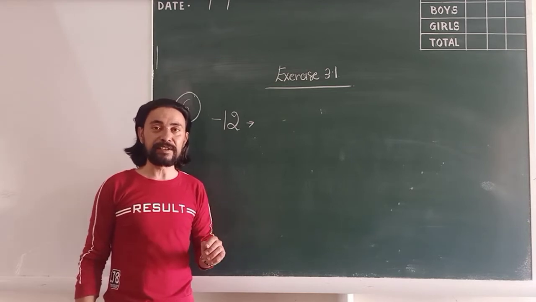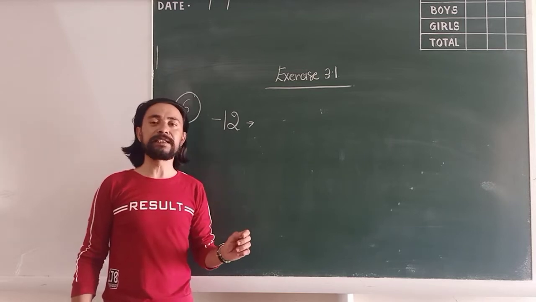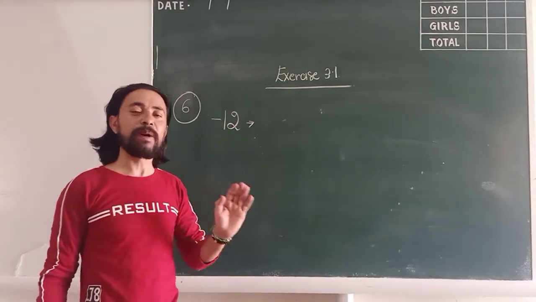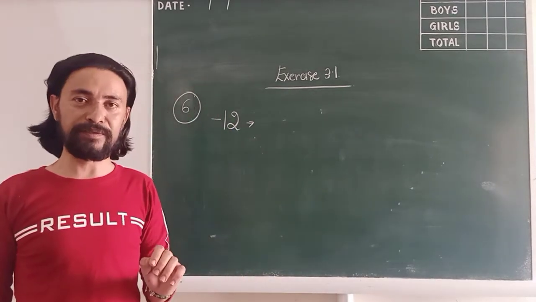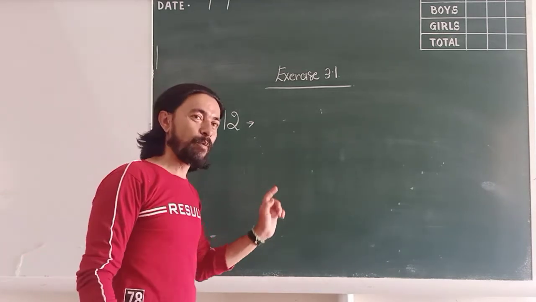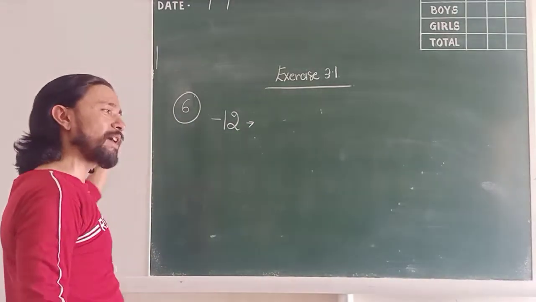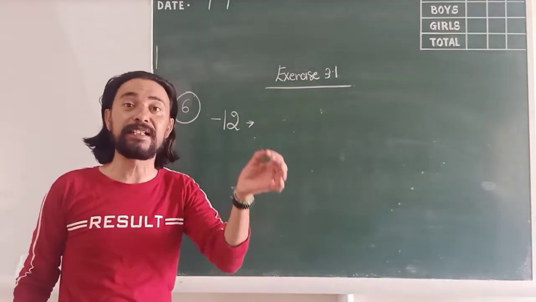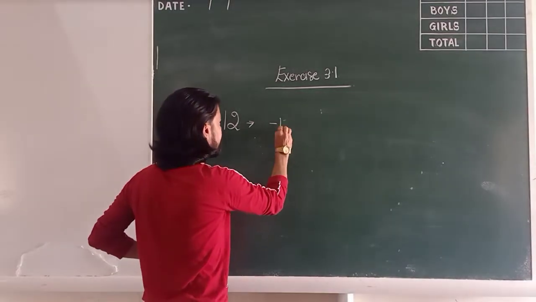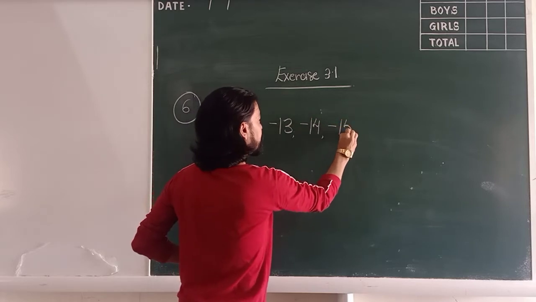And in negative integers, the bigger the integer, the lesser is its value. The smaller the integer, the greater is its value. So I will not write minus 11 because minus 11 is greater than minus 12. Remember that. So to write smaller, I must go away from the 0. That means after minus 12, I have to go to minus 13 because minus 13 is smaller than minus 12. So the numbers would be minus 13, minus 14 and minus 15.